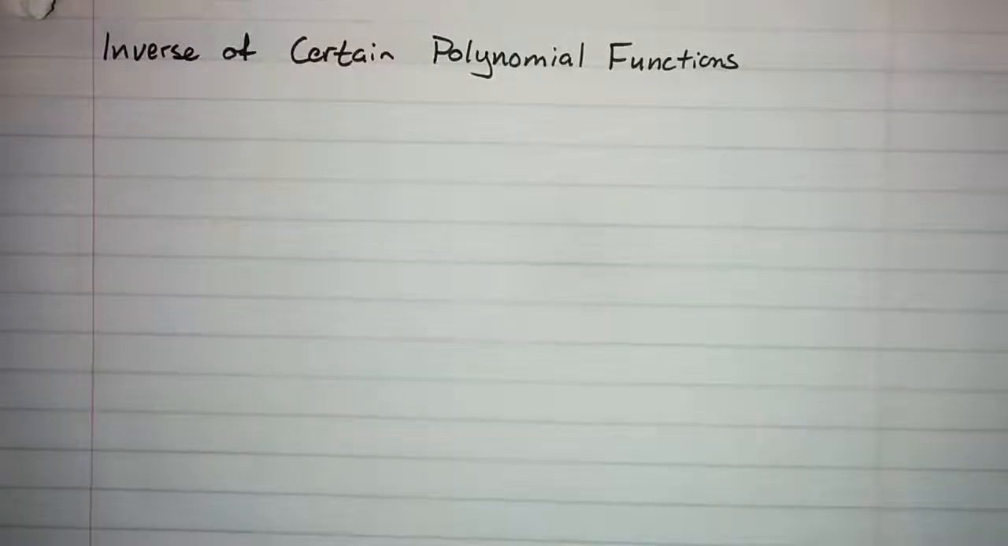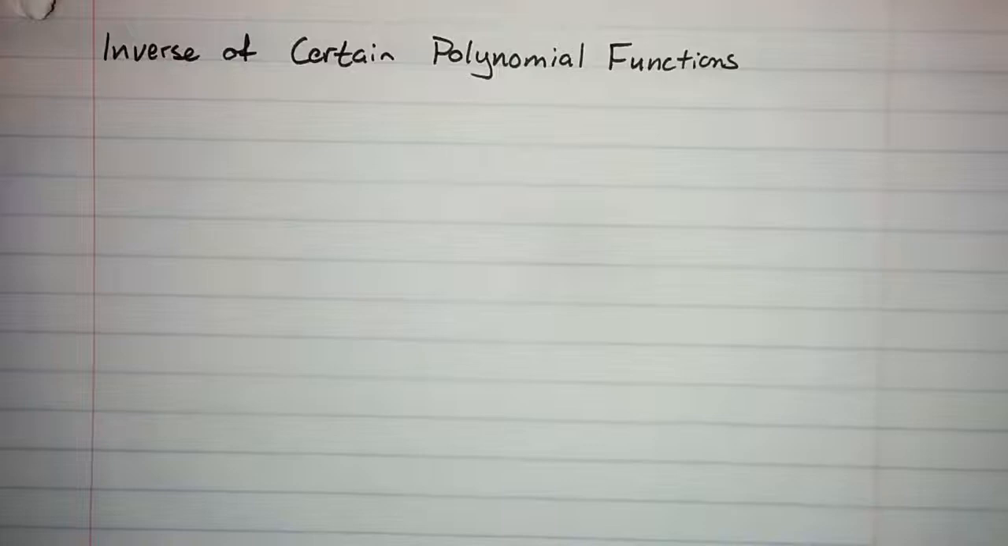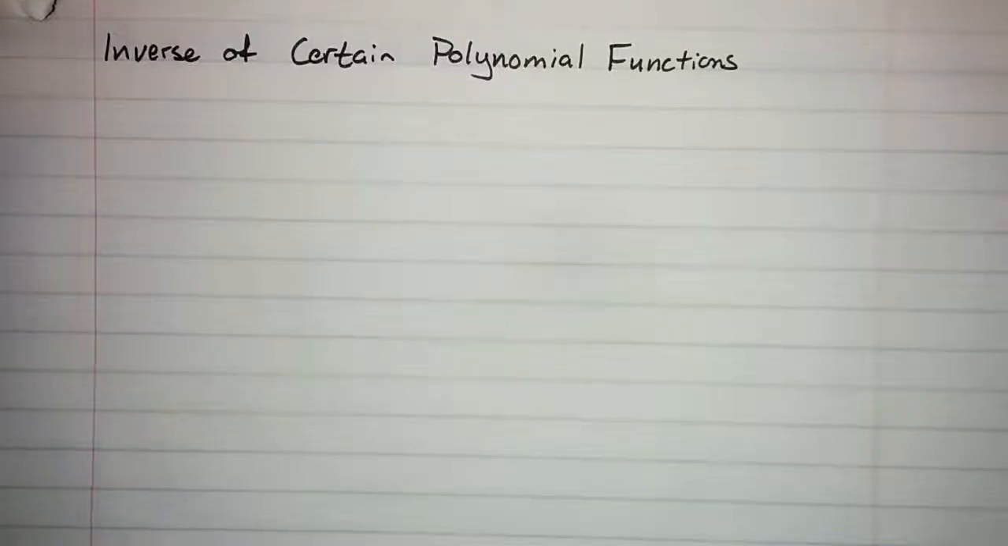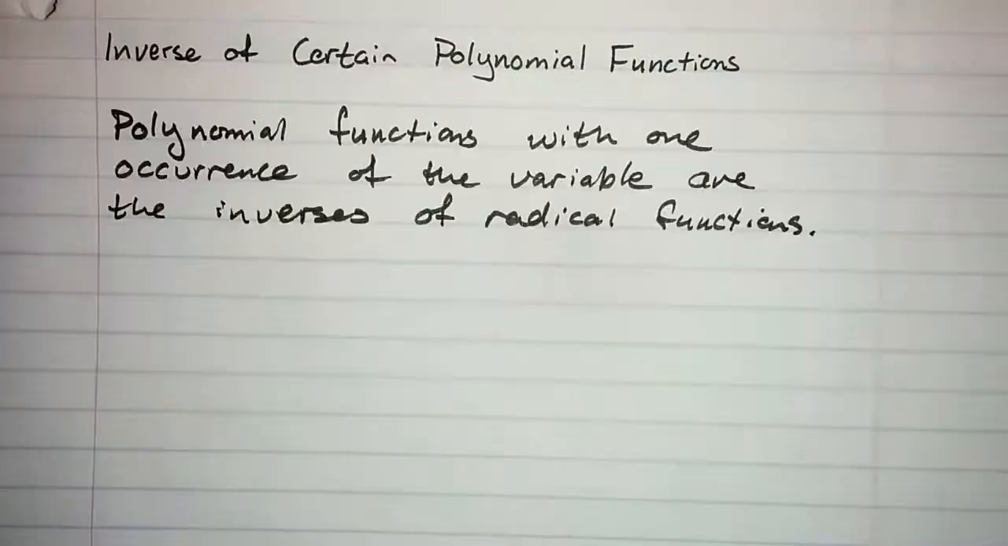When we took the inverses of functions with one radical, we noticed a certain kind of polynomial function turning up over and over again. In particular, we noticed polynomial functions with one occurrence of the variable turning up as the inverses of radical functions. And we see the same thing happening the other way round.